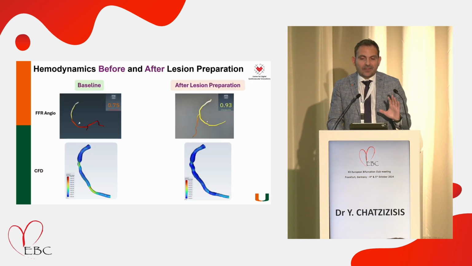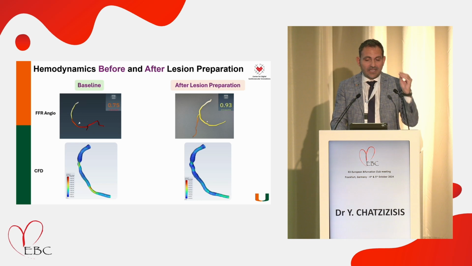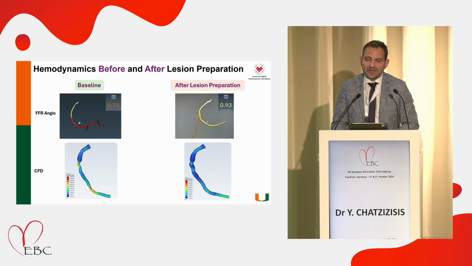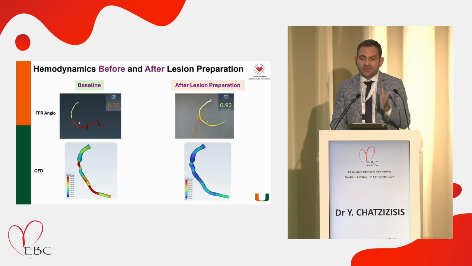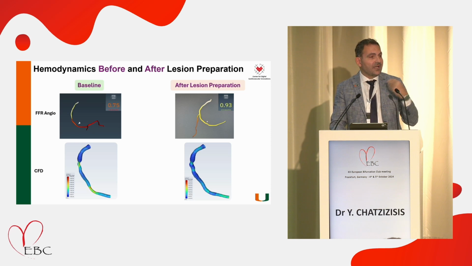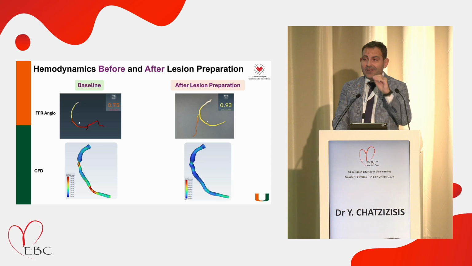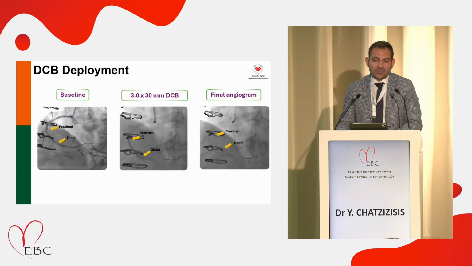And that's hemodynamic assessment by FFR and CFD. You see on the top, pressure drop across the proximal stenosis. 0.75 is the angiographic FFR, which is restored to 0.93 after the lesion preparation. And of course, CFD showing the flow acceleration on two sides, proximally and distally, which is restored homogeneously after the lesion preparation, adequate preparation.